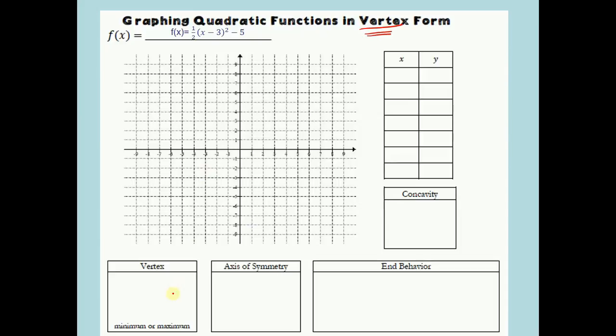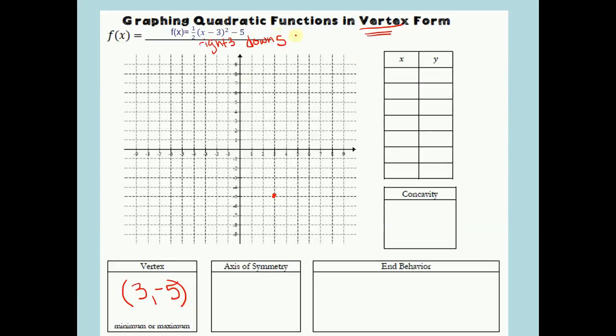My vertex, guys, if I look here, this means I went right 3 and down 5, right? So if I follow from 0, 0, right 3, 1, 2, 3, down 5, 1, 2, 3, 4, 5. Right here is where my vertex is. So that ordered pair, if I write that in my vertex box, is 3, negative 5.